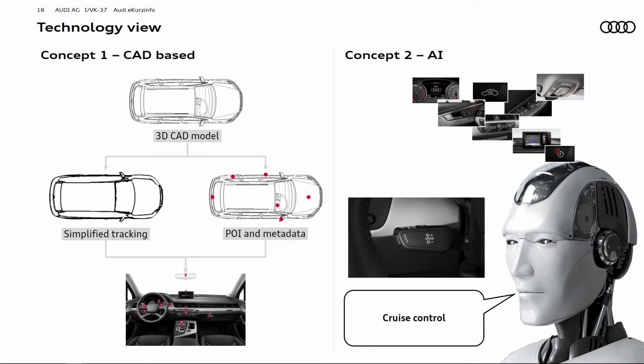That's the one concept. The second concept, of course, is artificial intelligence. We want to teach a machine every piece of information we have from our cars, every picture, a huge amount of data, and then the machine can recognize every feature of the car. Like here in the example, the cruise control system.